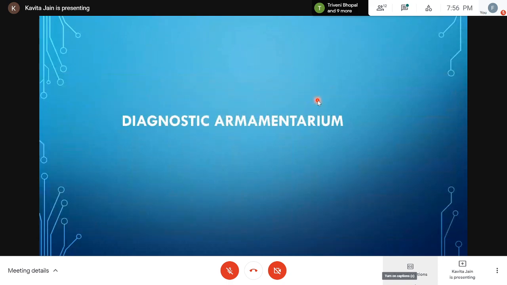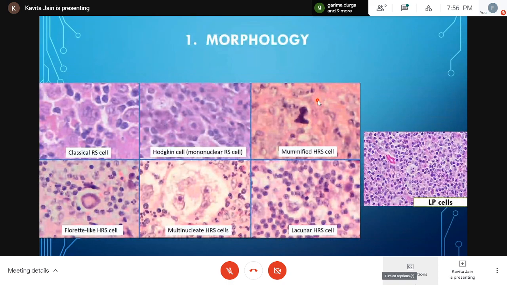So what is the diagnostic armamentarium we have? First and foremost is the morphology. In morphology, we have two cell populations, that is the RS cells or the variants of RS cells, and the LP cells in NLPHL, and the variants on morphology. And of course the background milieu is again a very important diagnostic part, as most of the tumor mass is formed by this cellular milieu.